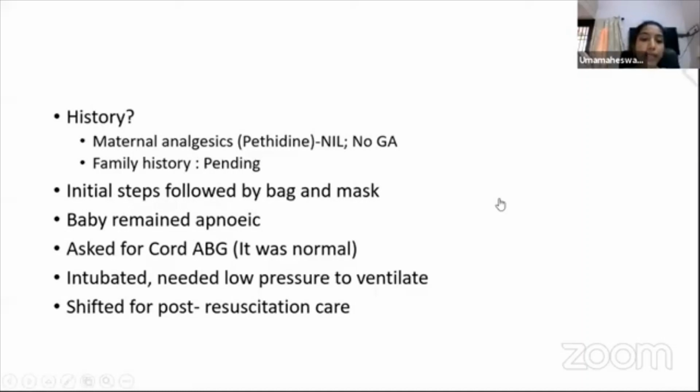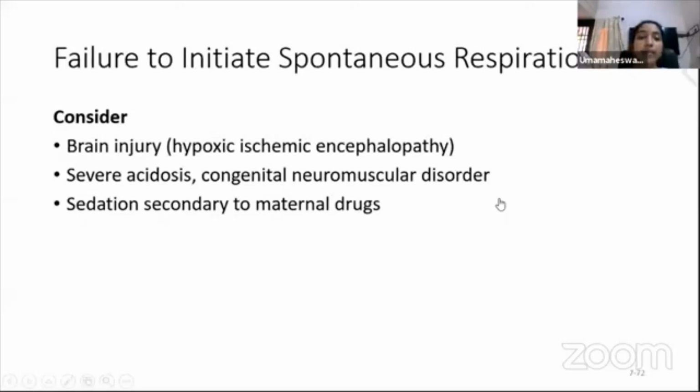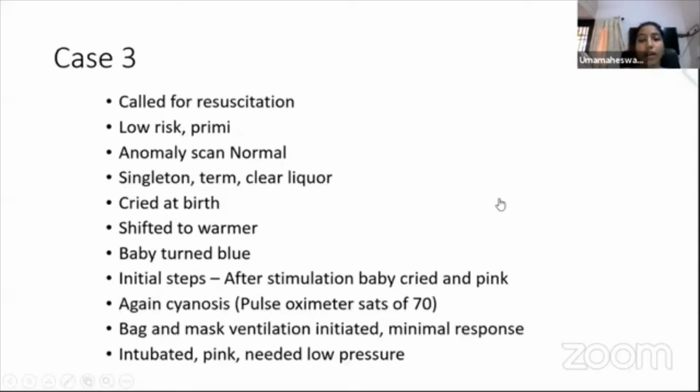Baby remained apneic, and baby was intubated but needed a very low pressure. Such a situation can happen. Baby for some reason would not breathe at all. So what are the reasons why baby will not breathe at all? It would include HIE, severe HIE, severe acidosis or congenital neuromuscular disorder, and also sedation secondary to maternal drugs.